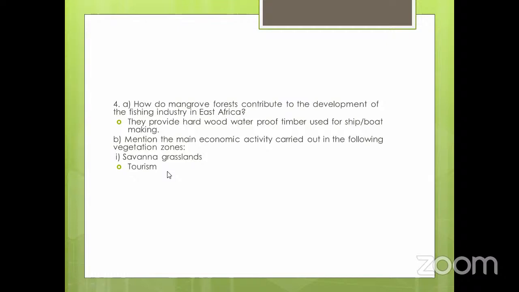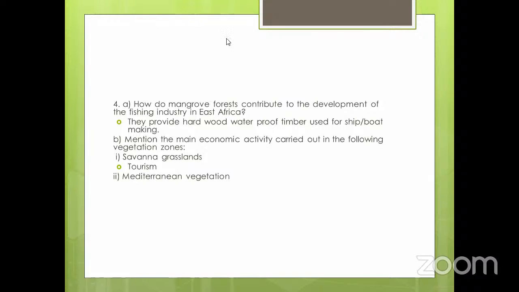So why savanna grassland is basically the area for tourism, it is because of that. Next time they will ask you a question that, why are most of the game parks located in savanna grasslands? And you simply say, it is because savanna grasslands have enough water and pasture for animals. So we can move on to the next one. Which one is the main economic activity carried out in Mediterranean vegetation?